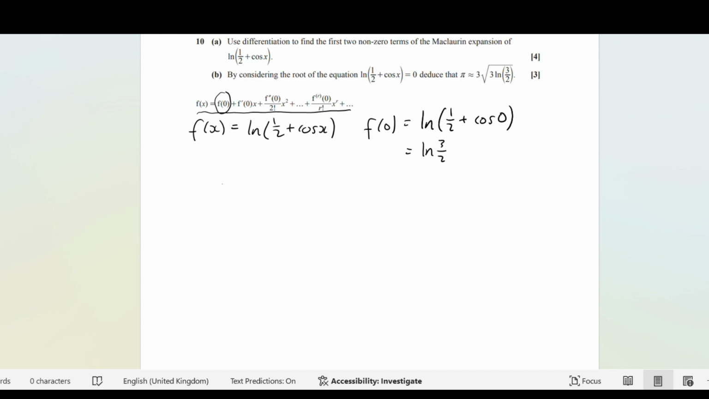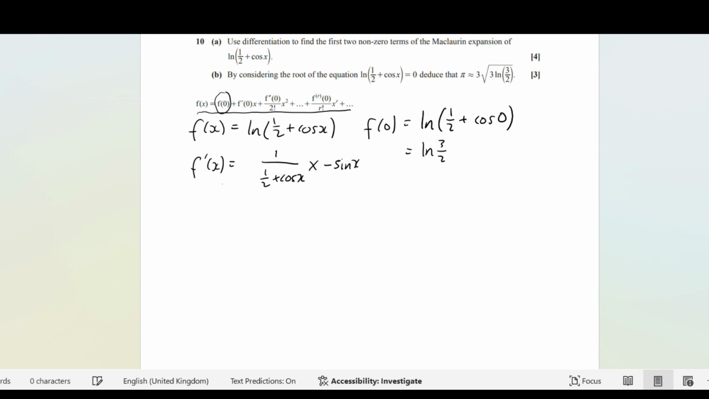Then we have to find f'(0), and the way we find that is first we differentiate f(x), and then we can plug in 0 after. So first let's find f'(x). Here we have ln of another function, so we have a compound function, so we know we have to use the chain rule. We differentiate ln x, which is 1 over x, so we get 1 over (1/2 + cos x), but then because of the chain rule we multiply by the derivative of the inner function: 1/2 differentiates to 0, and cos x differentiates to minus sin x.